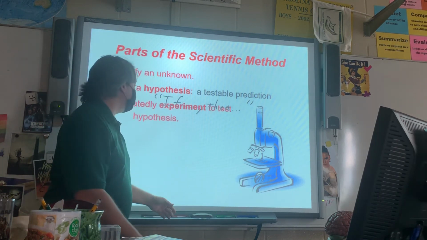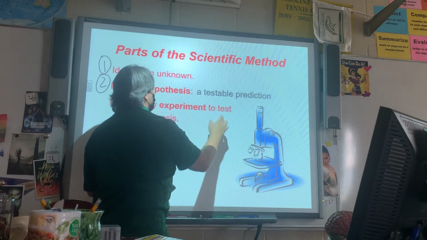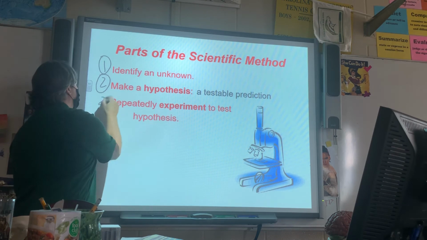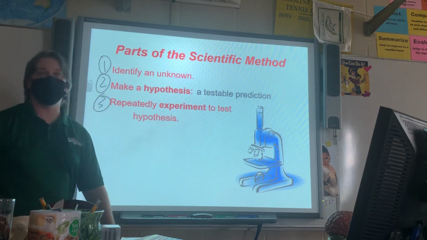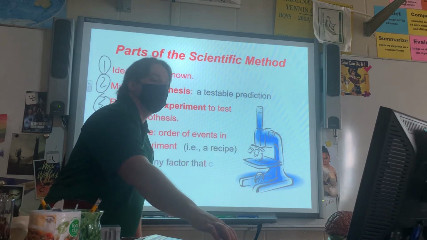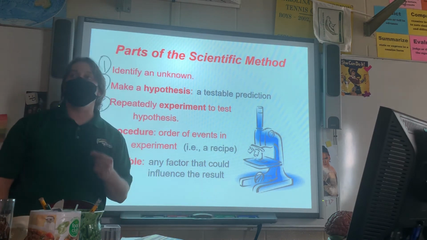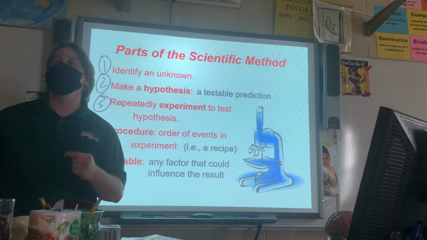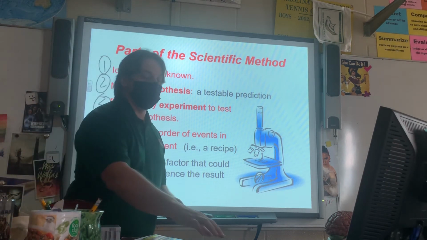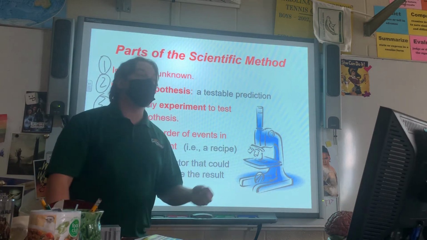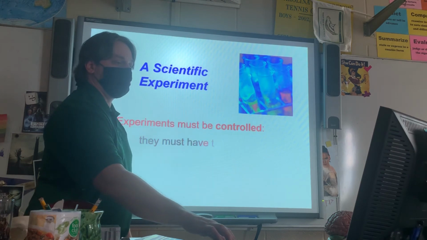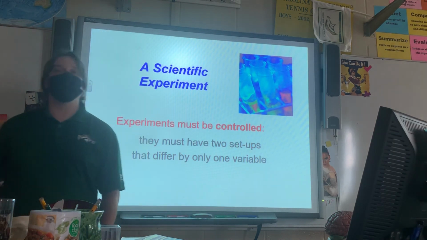Okay? And then next up, once you get that, you're going to repeatedly experiment to test the hypothesis. Now, for the experiment, you have a procedure and you have variables, but the big thing about the experiment is you have to be controlled, a controlled experiment. You have two groups for the experiment, a control group and an experimental group. Yep. You have two setups that differ by only one variable.